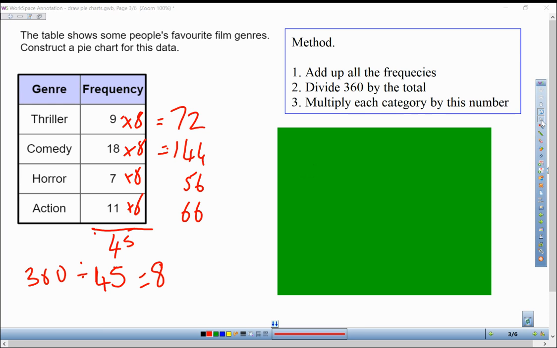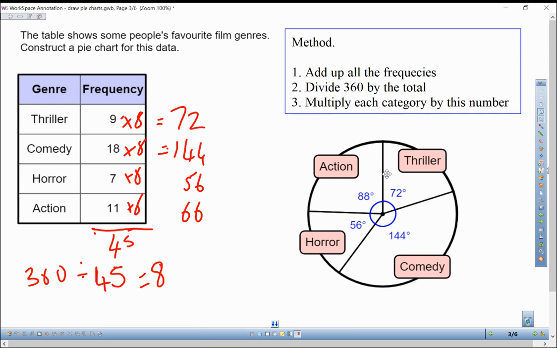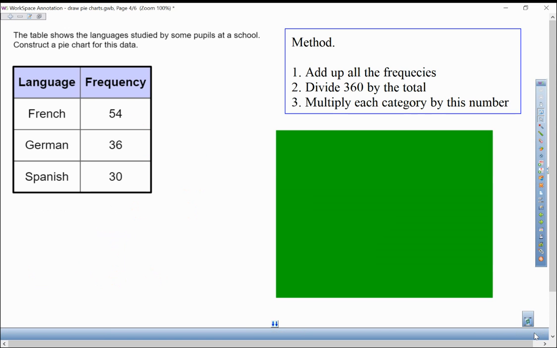And again, if you had drawn the pie chart, it would look something like this. Let's try one more. Again, take your time, pause the video if you need to, and work out the angles for the pie chart. If you want to draw the pie chart, if you have a protractor and paper handy, feel free.